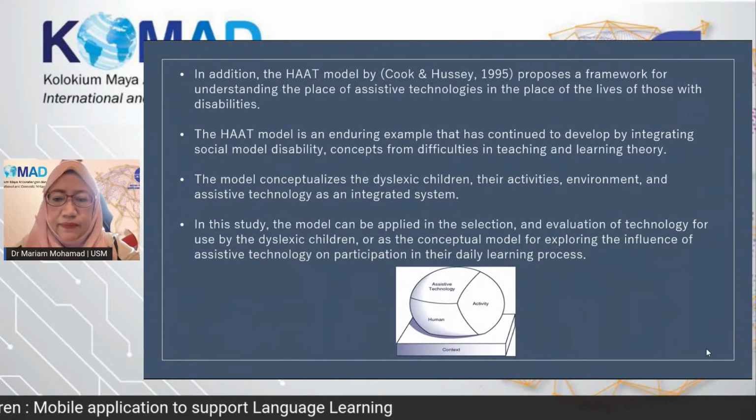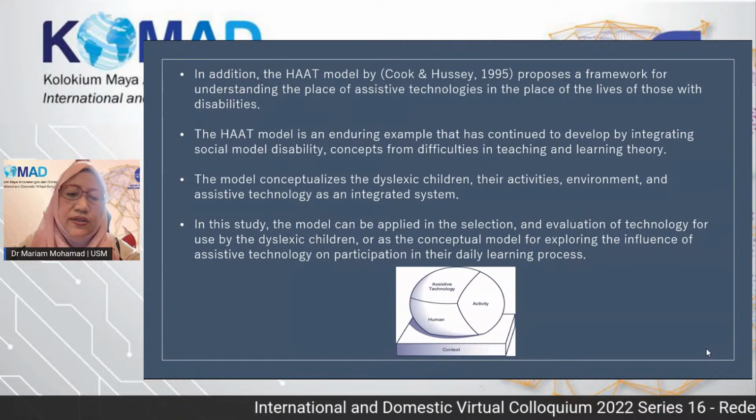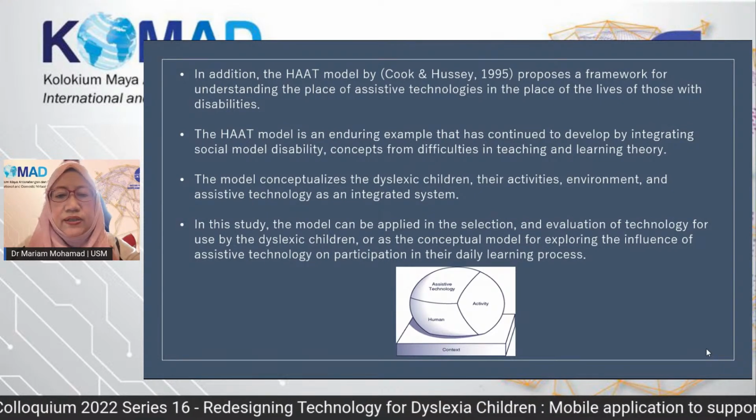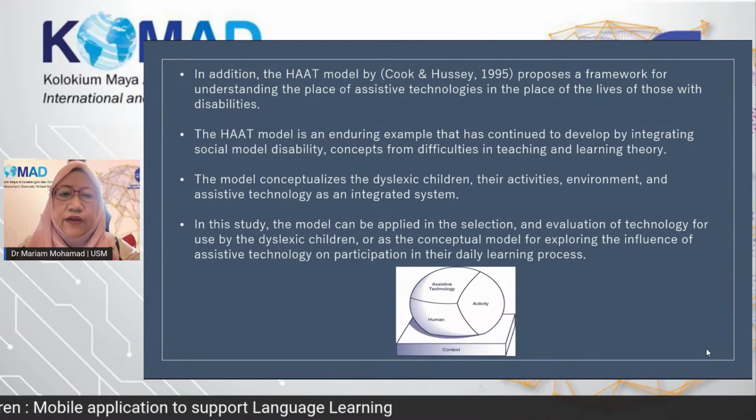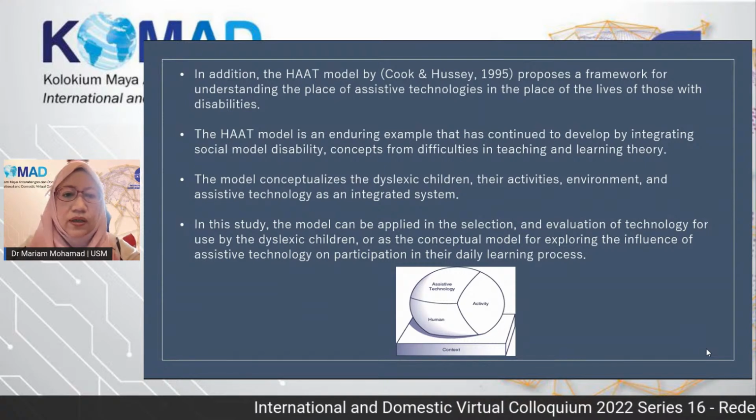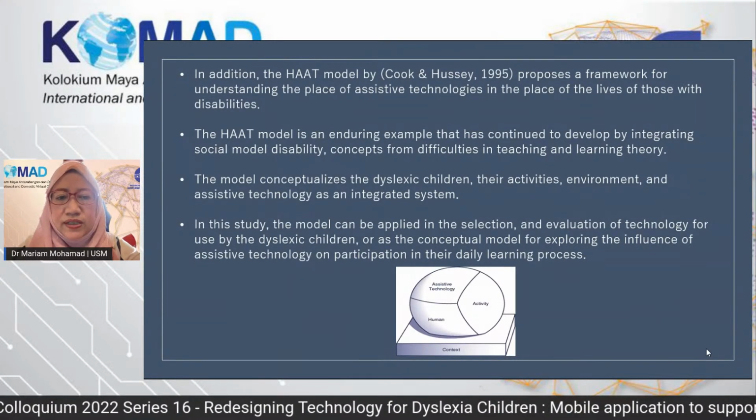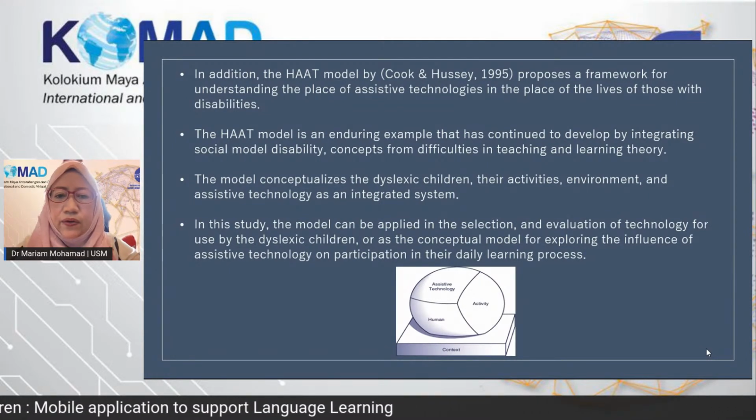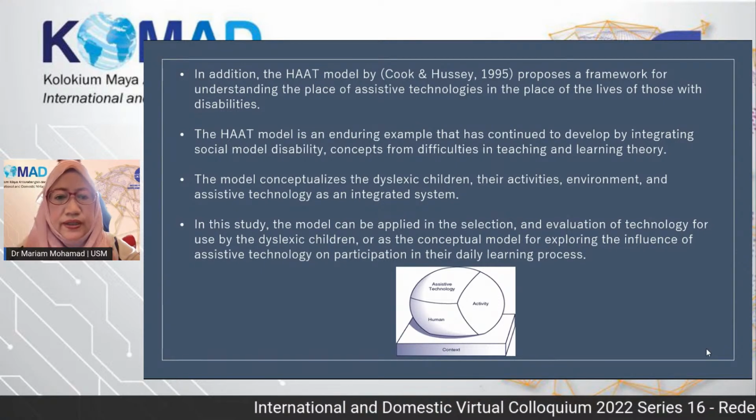Another model that underpins my study is the HAAT model. HAAT comprises Human, Assistive Technology, and Activity. This model helps to support dyslexic children, their activities, their environment, and the assistive technology. The assistive technology in this research is the tactile letter and also the mobile app. This is conceptualized as an integrated system. In this study, this model was applied to select the tools to be used, and also what they need to do as participants in this learning process.